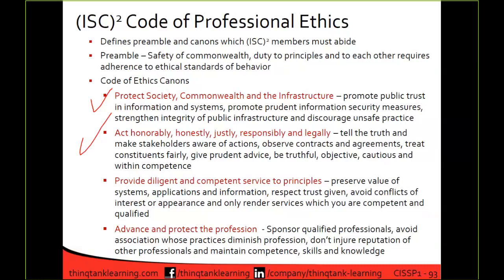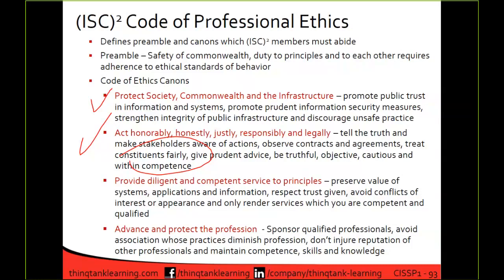Act honorably, honestly, justly, responsibly, and legally. Tell the truth, the whole truth, nothing but the truth, and make your stakeholders aware of your actions. Observe contracts and agreements. Treat constituents fairly. Give prudent advice. Be truthful, objective, cautious, and act with competence. Competence is a very important concept, right? You have to be thoroughly educated and use that education in the best way possible.